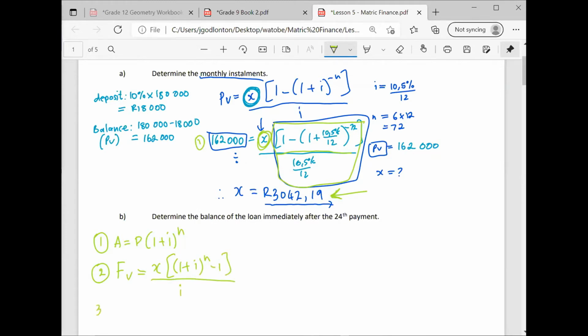And then our third part of this is, when we're looking for the balance of a loan, we take our future value, our A, and we minus our future value from that. So that's what we do for our final step of finding the balance of a loan. So the first thing is we find A, the second thing is we find our future value, and the last thing is we say A minus the future value, and then we get our balance.